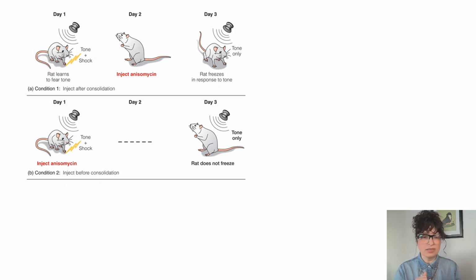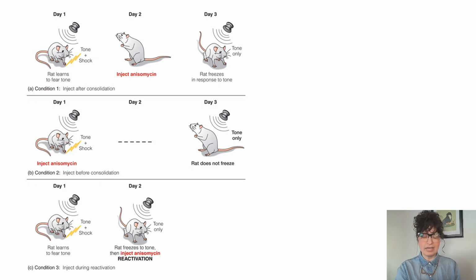Here's the most surprising condition, though. So this is the reactivation condition, where the animal, day one, learns the tone plus shock, shows that fear to the tone alone. Day two, the animal is presented with the tone by itself, and in the act of remembering what that means, the animal freezes. But you can also see that during this reactivation phase on day two, the researchers injected the animal with anisomycin, so protein synthesis prevented. What happens on day three? The animal acts as if it hasn't learned anything.